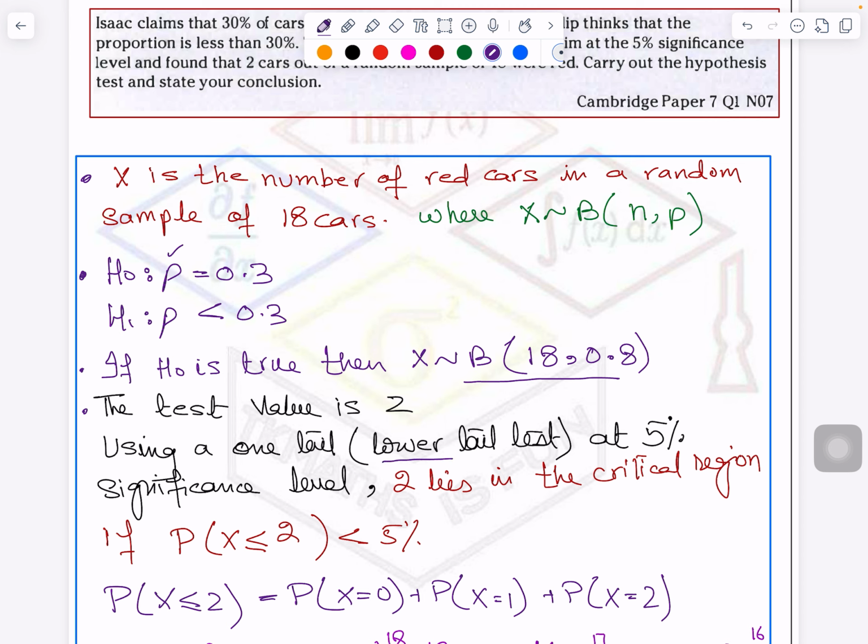And why are we saying lower tail test? Because of this. If it was a greater symbol, I would say upper tail test. The significance level is given to you. If 2 lies in the critical region, which means this, then you will reject H0. I should write here, using a one tail test at 5% significance level, if 2 lies in the critical region, less than 5%, then reject H0. I should explain it. I think I missed it, because in the rejection criteria you always explain.